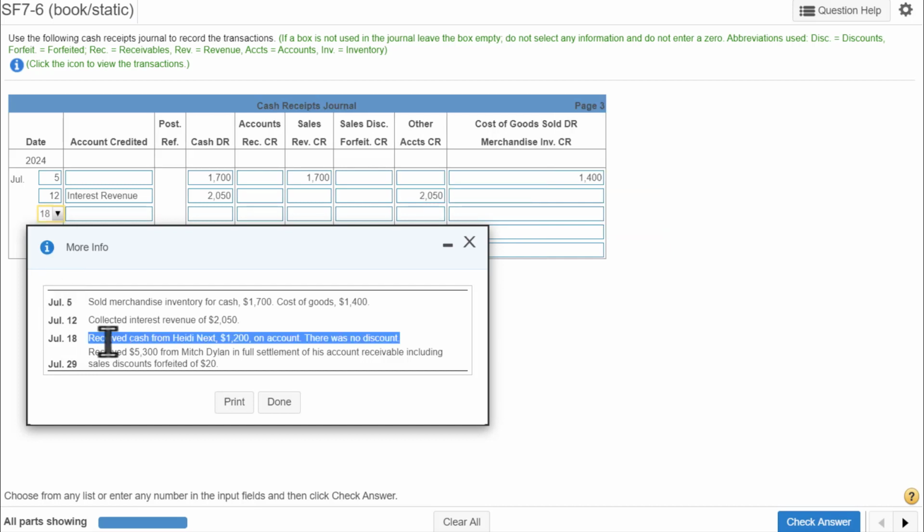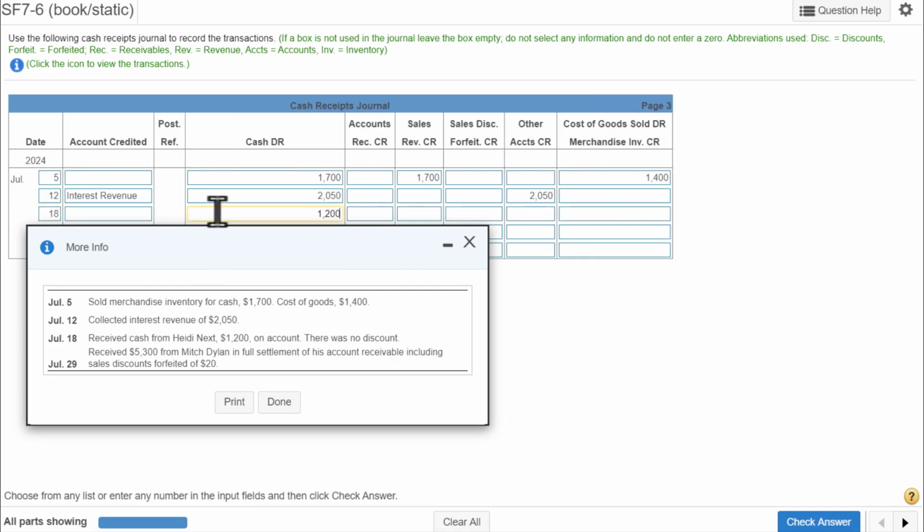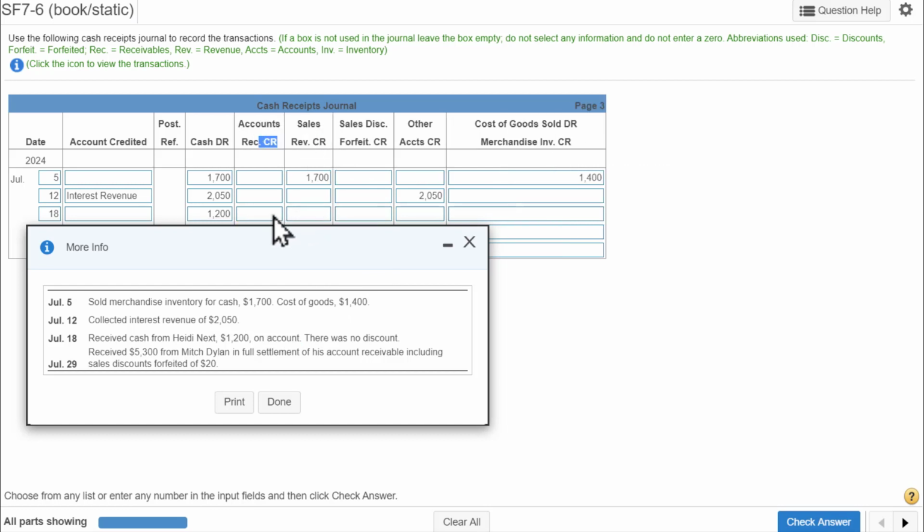So what happened on July 18th? We received cash from Heidi Next, $1,200 on account. There was no discount. So why is Heidi paying us this? Well, here's the two key words, on account. Heidi is paying off her AR. So first of all, let's copy and paste this to cash. So $1,200 for cash. And then AR is going down. How do we know that? Because it says she's paying us on account, which means AR is going down. AR goes down with a credit. So let me plug $1,200 in there. And there was no discount.